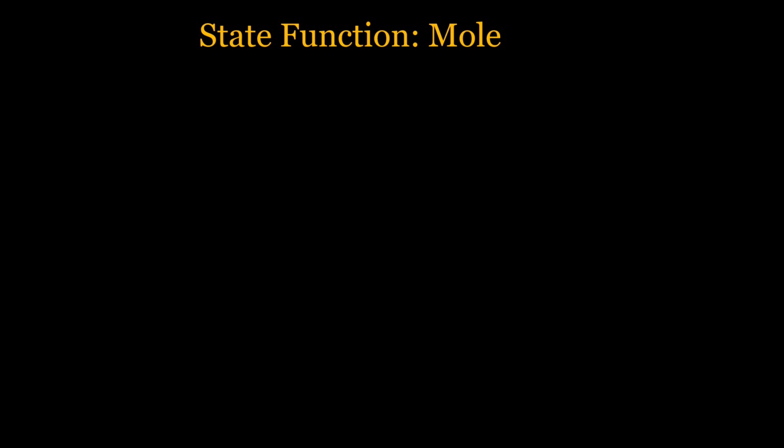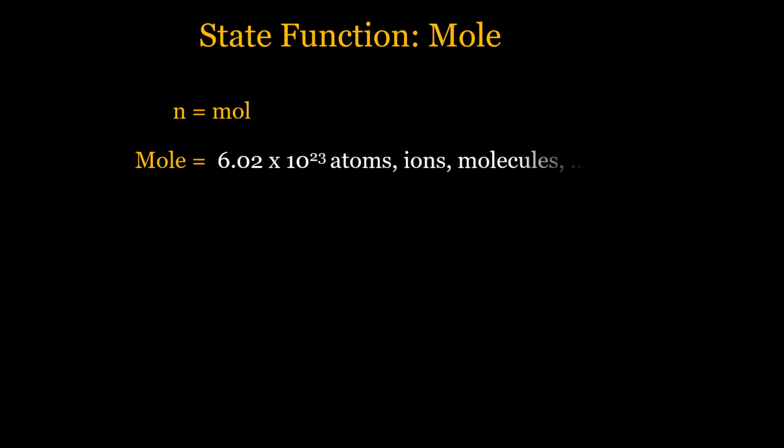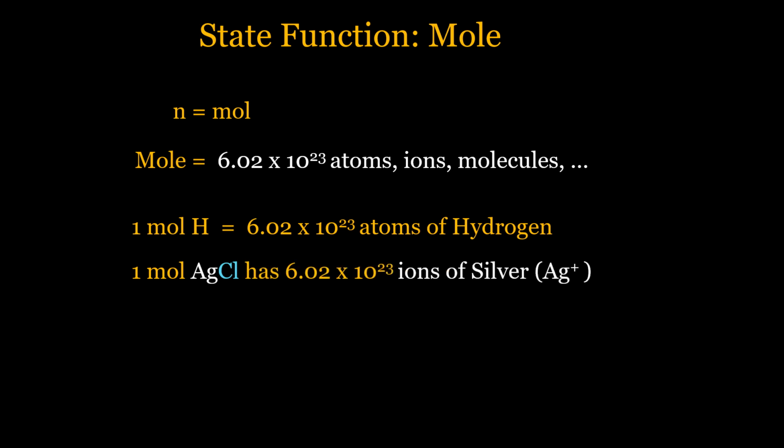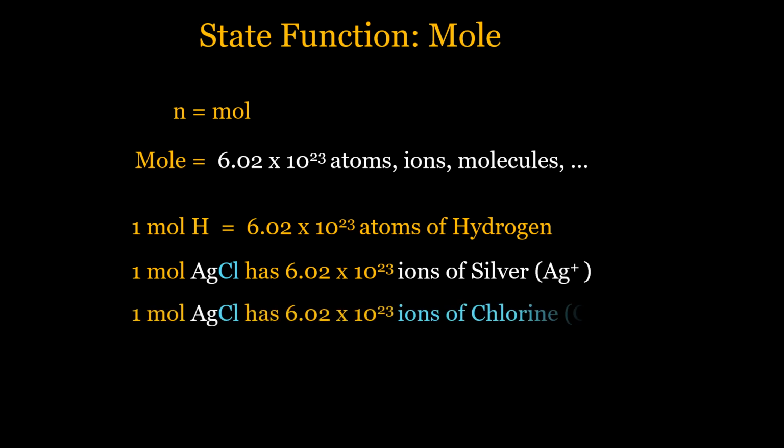The third state function we discuss is the amount of a substance, called mole. Mole is denoted by small n. It has units of mole. 6.02 × 10^23 atoms, ions, molecules or other species of any substance is defined as 1 mole of a substance. In 1 mole of hydrogen, there will be 6.02 × 10^23 atoms of hydrogen. In 1 mole of silver chloride solution, there will be 6.02 × 10^23 ions of silver, as well as 6.02 × 10^23 chloride ions.